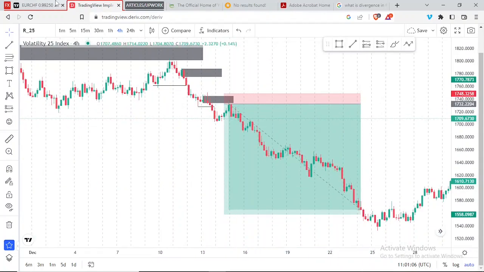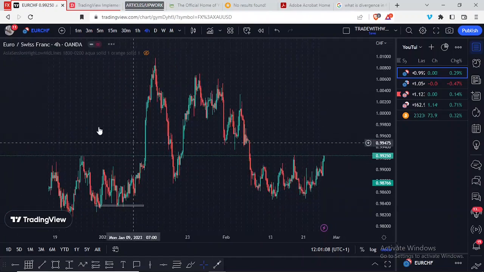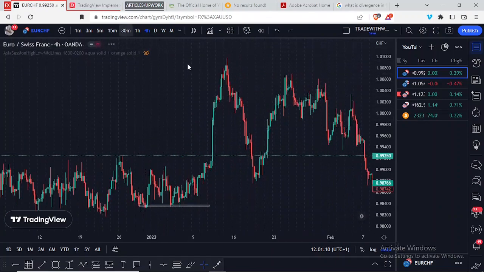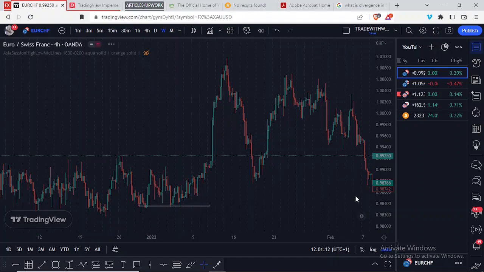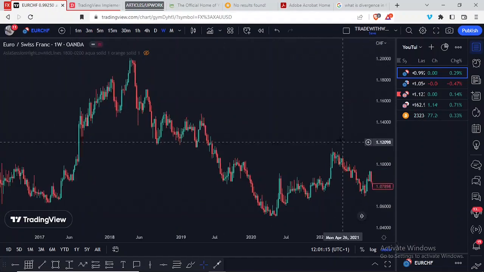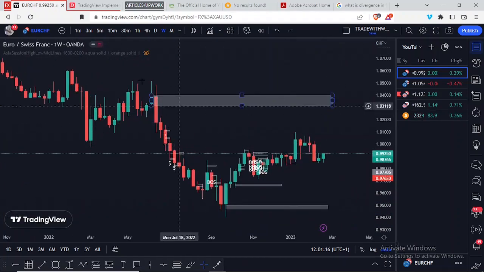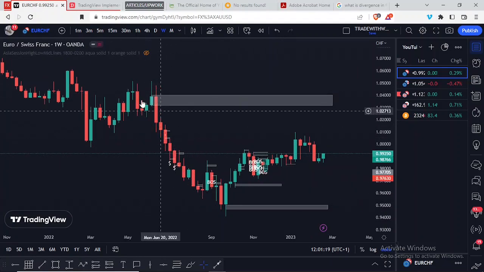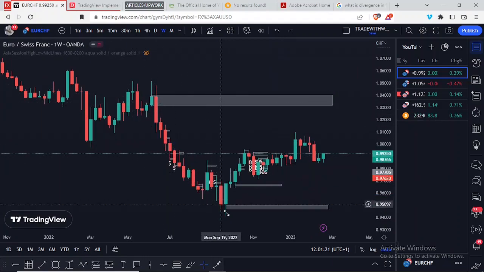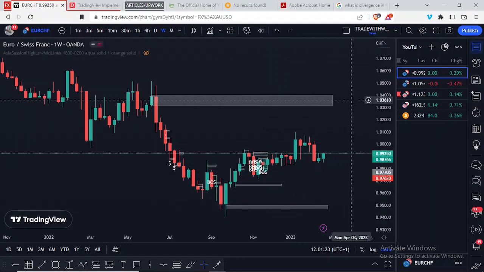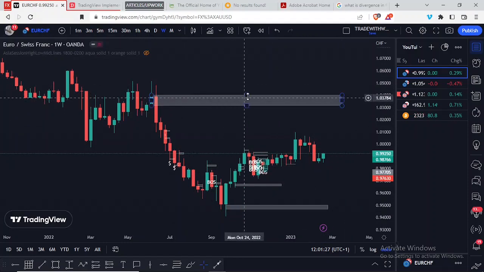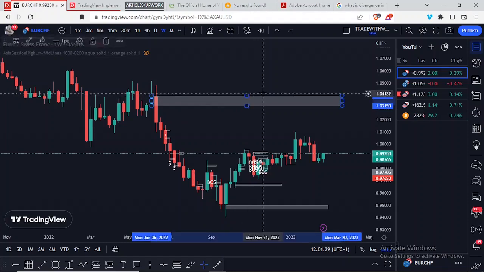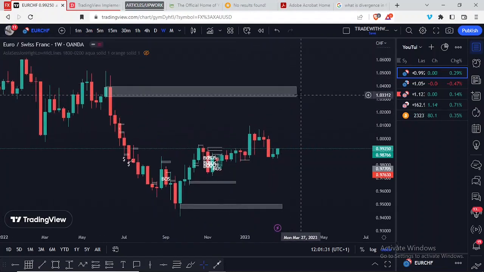Now let's go back to currency pairs, and this is Euro CHF. So let's go to the weekly time frame to check the overall trend. Okay, to the left from here, it is a bearish trend. Now it's trying to move to the upside. But that doesn't mean the supply zones are not active. Okay, these supply zones are for swing setups. These supply zones are still very active.